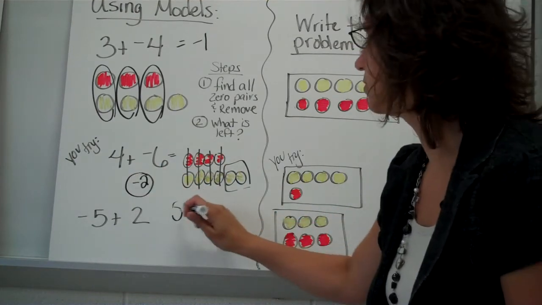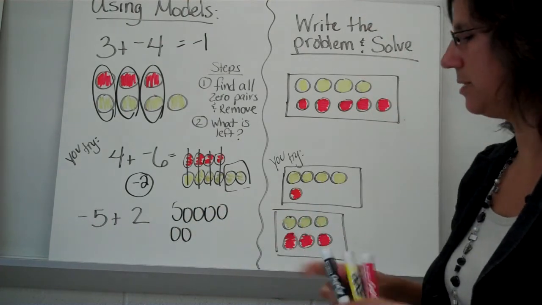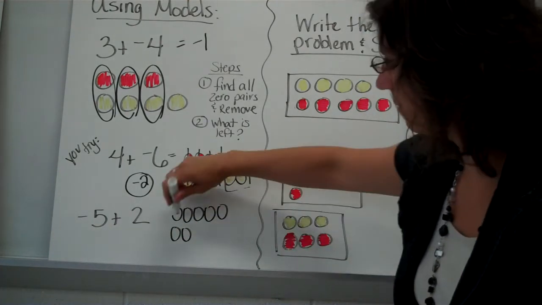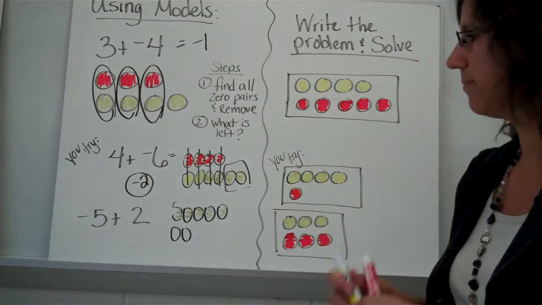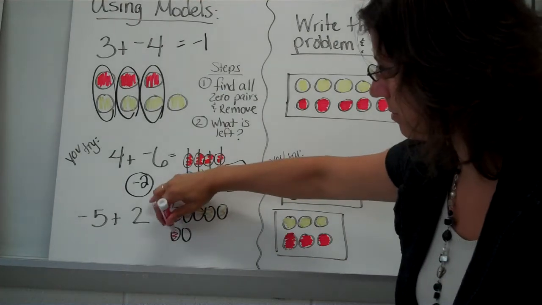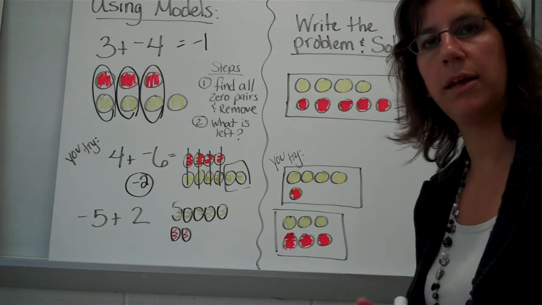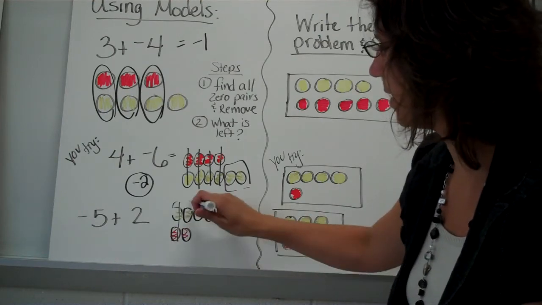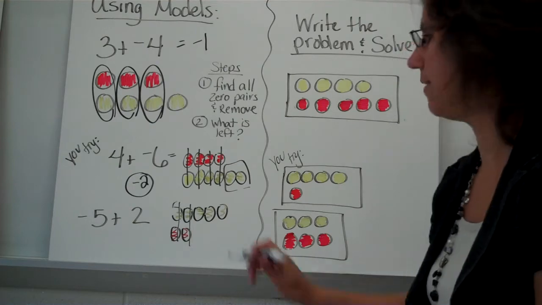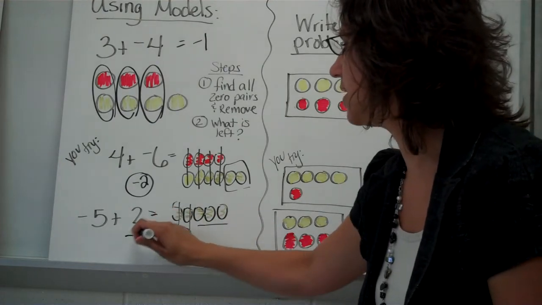All right, and the other one, we've got -5, and we've got a +2. Now we're going to find all the zero pairs we can. Try to match up as many as possible. These match and these match. And see what's left. We have 3 yellow circles left. So our final answer is -3.